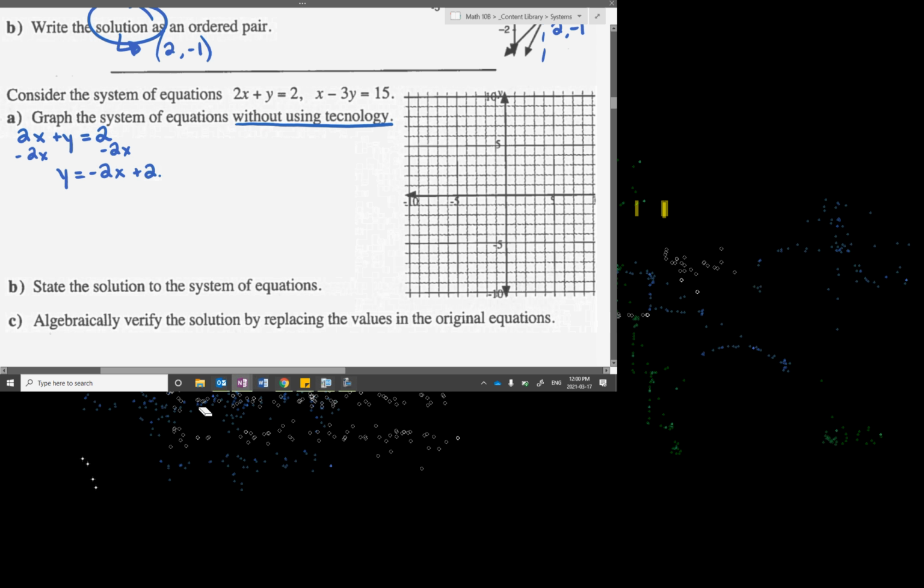So I can go up 2. My slope is a -2, so I'm going to go down 2 and 1 to the right. Down 2, 1 to the right, down 2, 1 to the right, or up 2, 1 to the left. So I get this line. I'm going to try and draw a straight line. That's not straight.